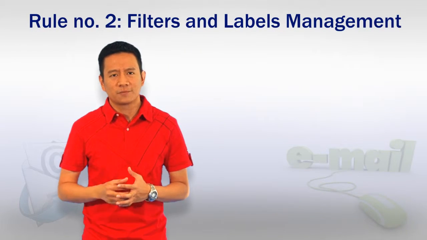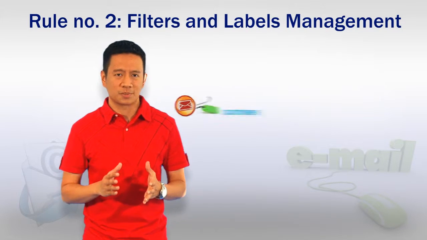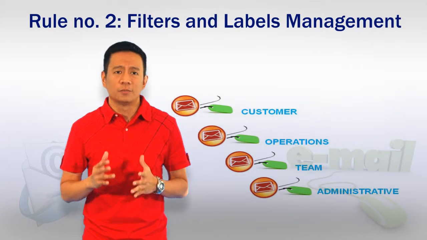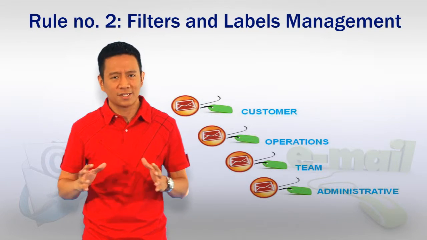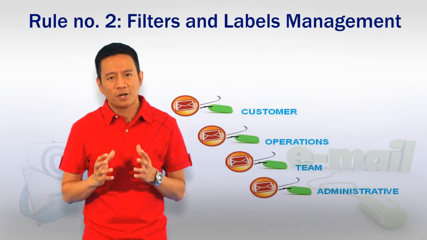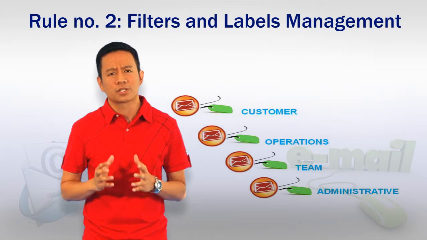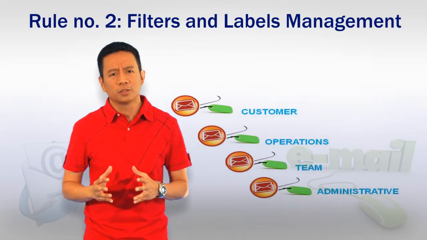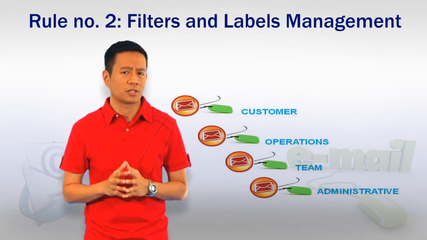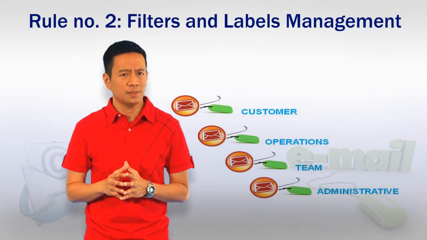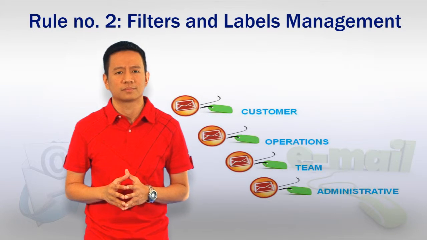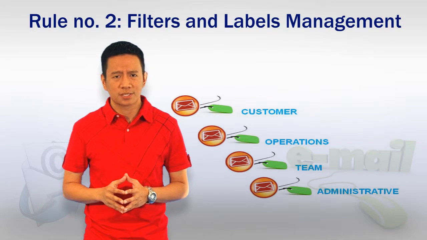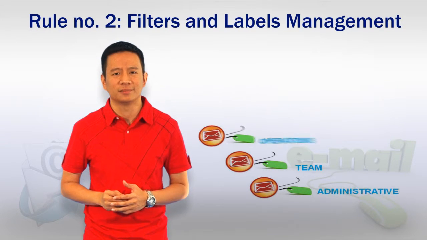We should create labels that fall under these categories: customer, operations, team, and administrative, with corresponding sublabels for further organization. This is what we call the contact classification, which is largely determined by our job description. 2 people who work in different departments will have a different kata, but 2 people on the same team are likely to have the same. For us to fully understand how kata works, this will be discussed in detail shortly.